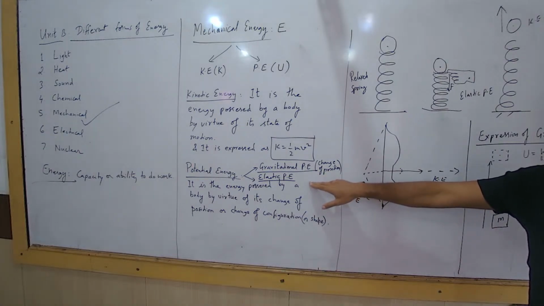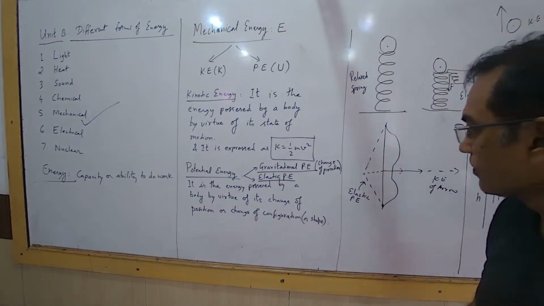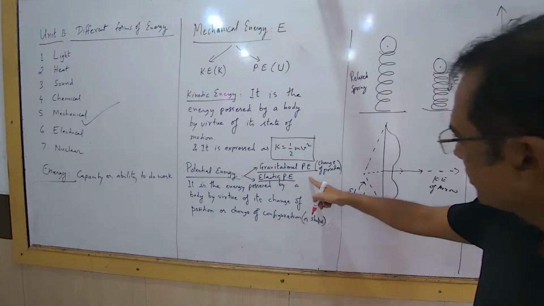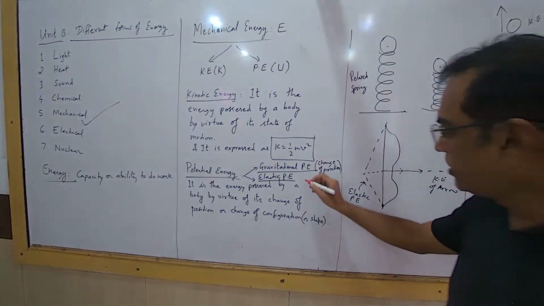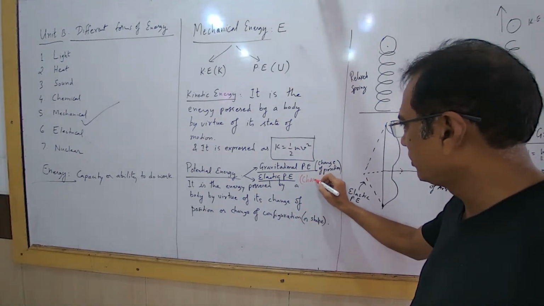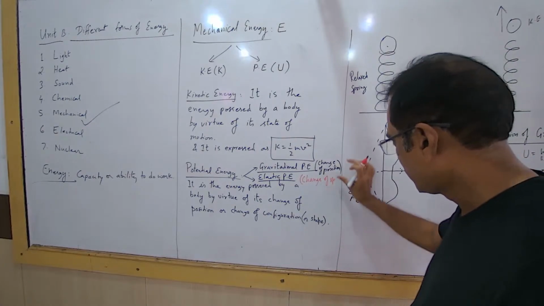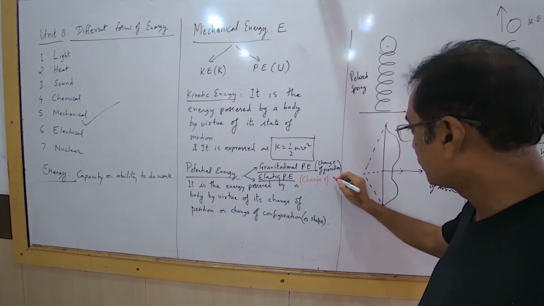What is elastic potential energy? What's the difference between elastic potential energy and gravitational potential energy? Exactly. Gravitational potential energy is due to change of position, and elastic potential energy is due to change of configuration, change of shape. That is the difference. Any body on which you are working changes shape.